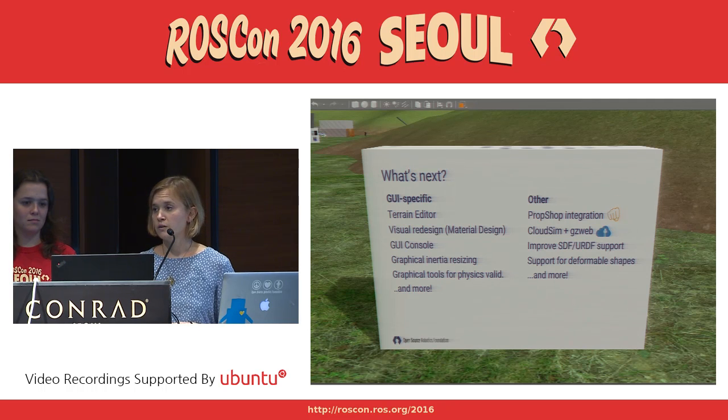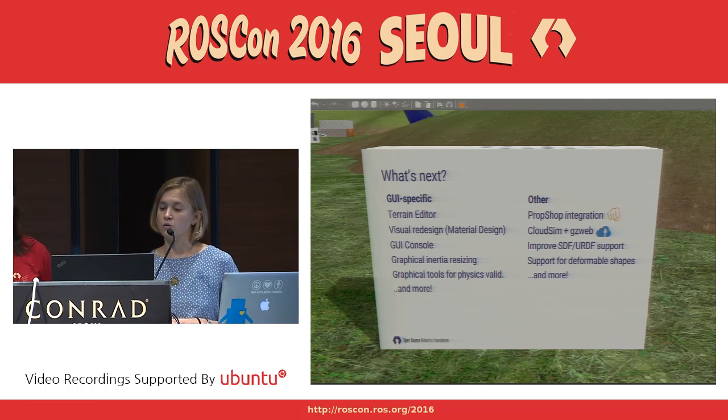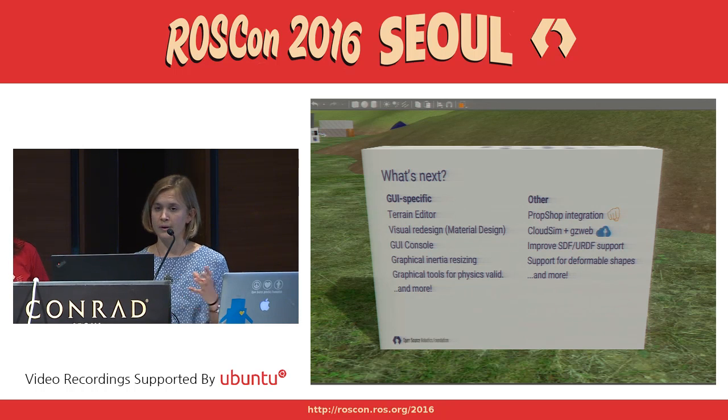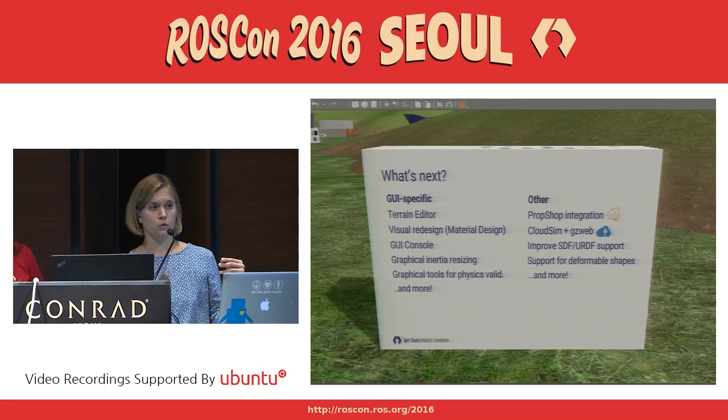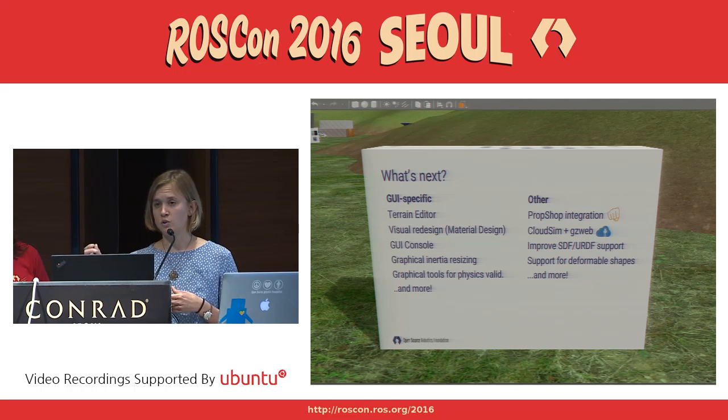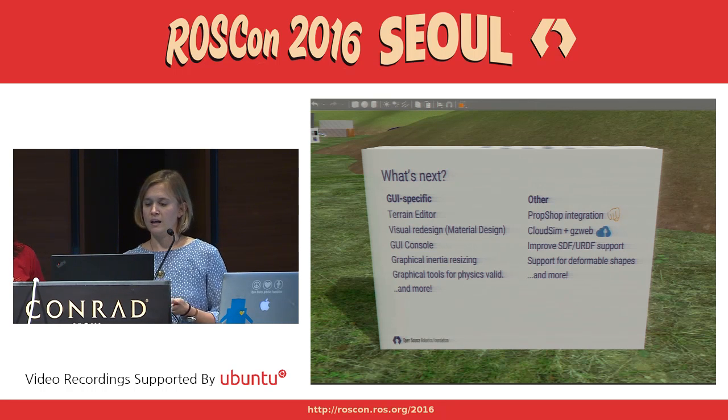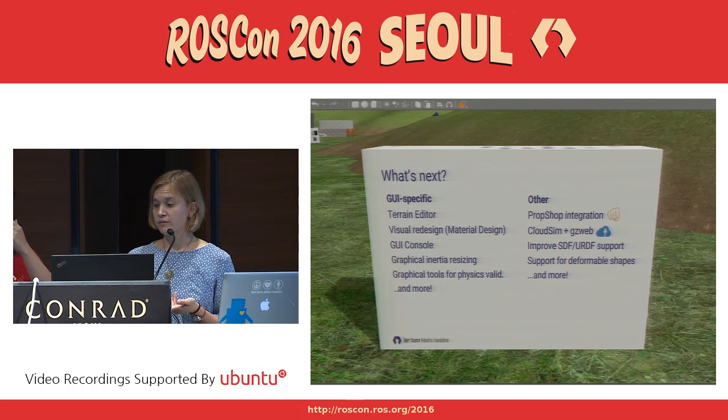We're working on a GUI console as well that'll help you with debugging within the GUI, and graphical inertia resizing. So if you remember the pink boxes Louise showed you that represent the inertia on the introspection tools, if it's too big or too small, you'll be able to drag it to get it to be more what you want it to be. So you can quickly tweak your robot that way, or your models that way. We'll also be adding graphical tools for physics validation, and a bunch of other stuff.